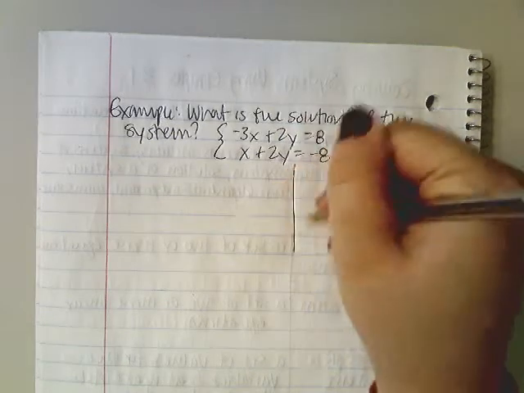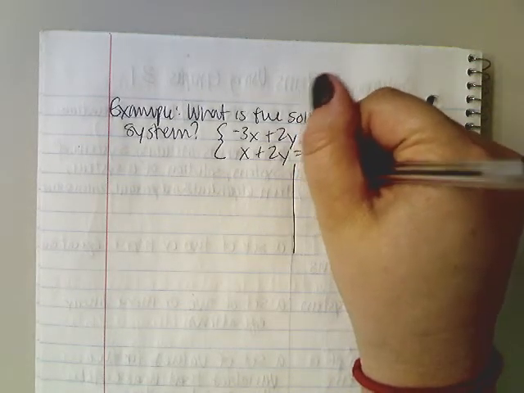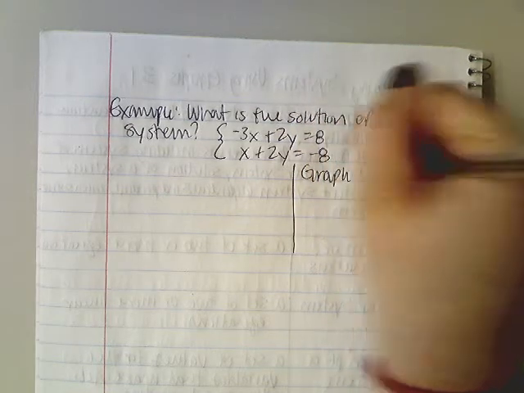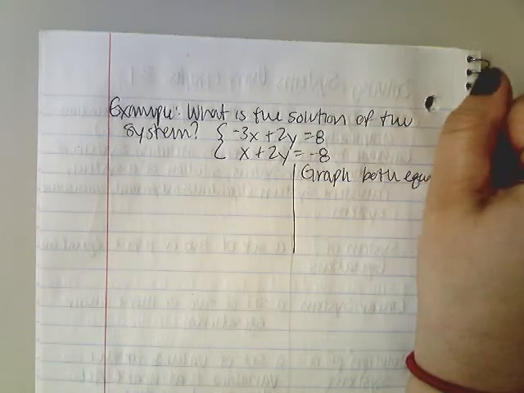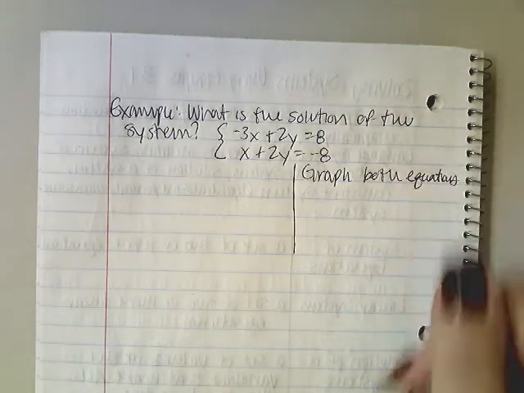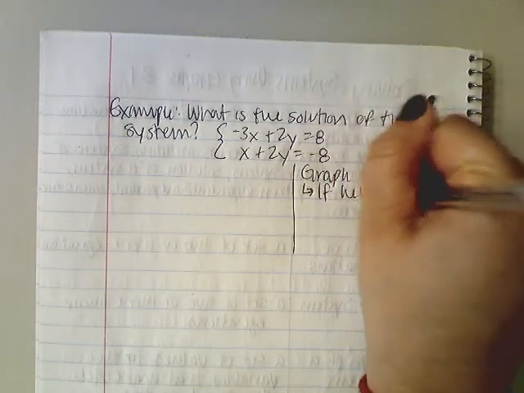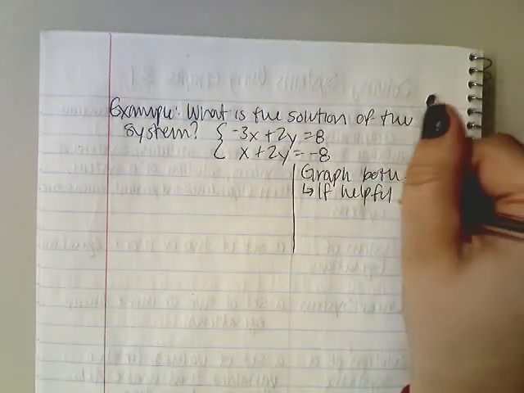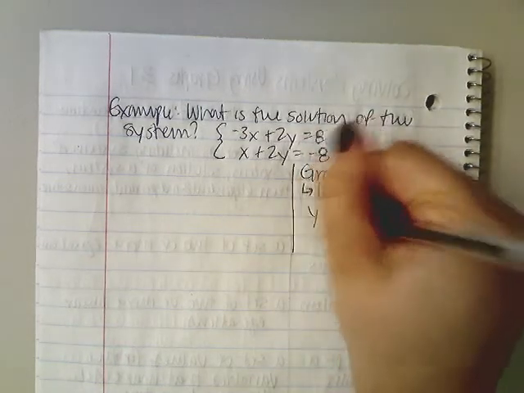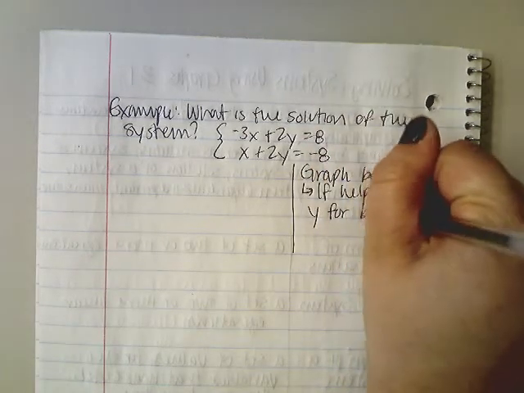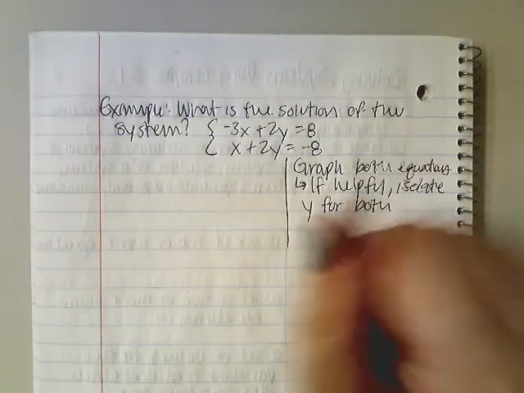So the first thing I'm going to do so that I can graph these is, well, I'm going to graph them both. In most situations, you're going to probably find it helpful to isolate y, or put it in slope-intercept form. So I'm going to solve for y in both these equations so I have slope-intercept form.